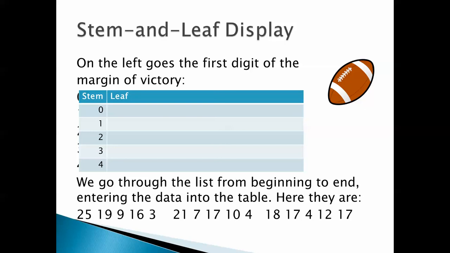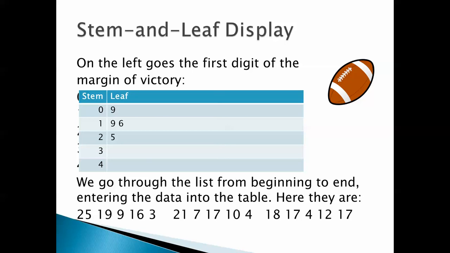So we've got 25 points. That was Super Bowl 1. So that would go under there. Again, the first digit is 2, the next digit is 5, so we put that 2, 5. Then 19. Then 9. That will go under 0, 9.